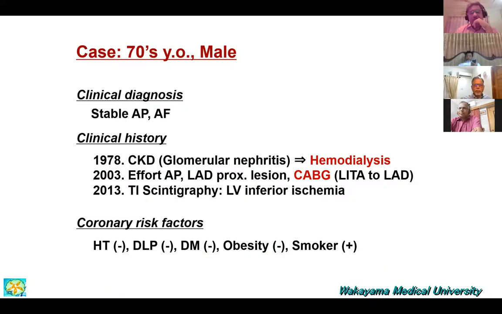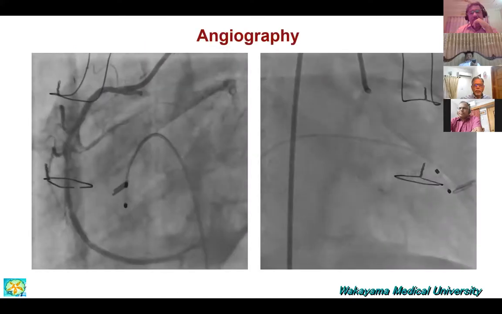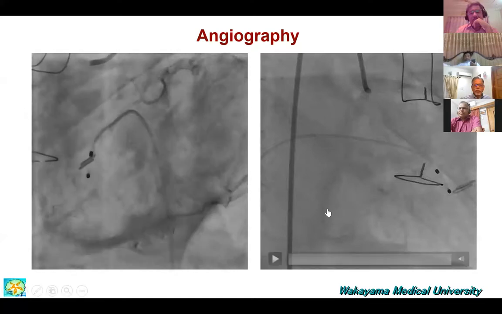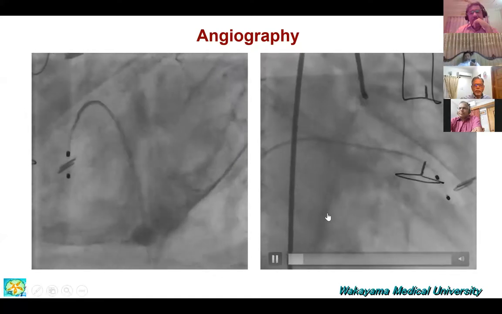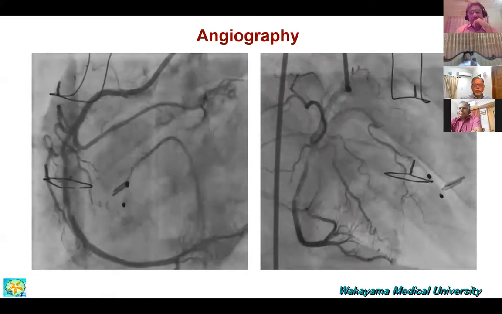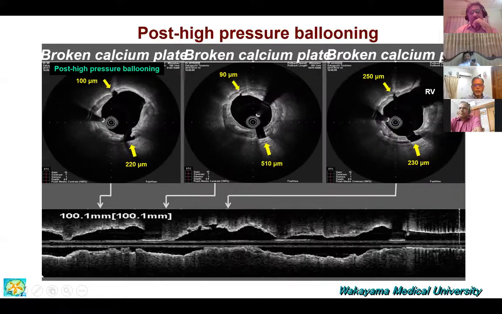And another case, a stable angina. Here is an angio. Also, you can identify the calcium deposition in this view, right? And then there are several stenoses, and any kind of device could not be passed. Now, after the rotablator, we can identify some aberration here. Then we try to put in the stent.